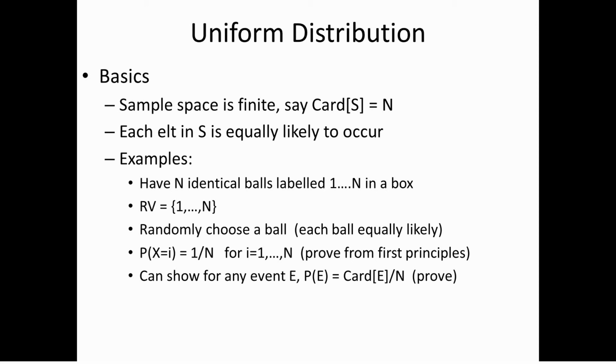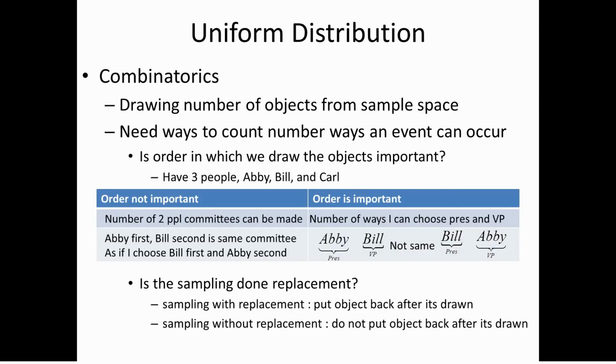and we're going to assume that all of the balls were equally likely to have been chosen. We can prove that the probability that we choose the ball labeled i is 1 over N. We can prove that from first principles. And you can show in general that for any event E, the probability that E occurs is the ratio of the number of elements in E divided by the number of total elements in the sample space. And again, you can actually prove that.